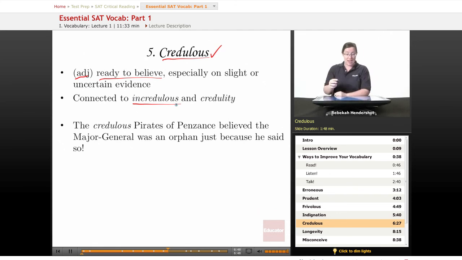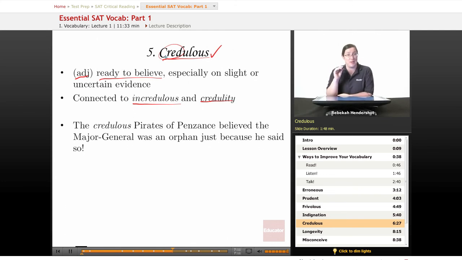I don't believe it. And it's also connected to credulity, which means the quality of believing things. It's also connected to credit, which is, you know, a credit card, you swipe it at the store, and basically the store is believing on the basis of your bank's guarantee that you can and will pay your bills. So once again, that cred meaning has something to do with belief.